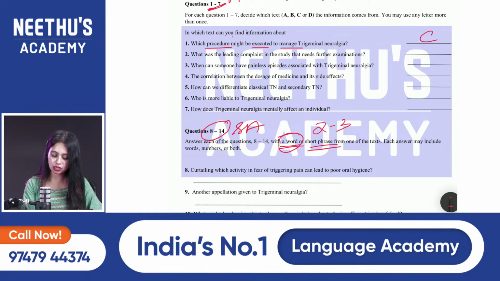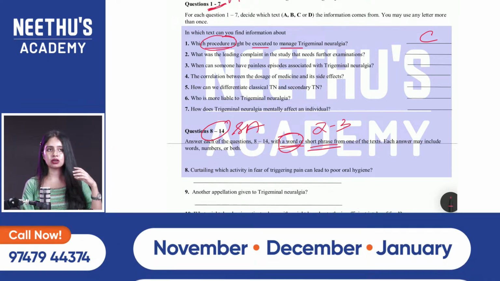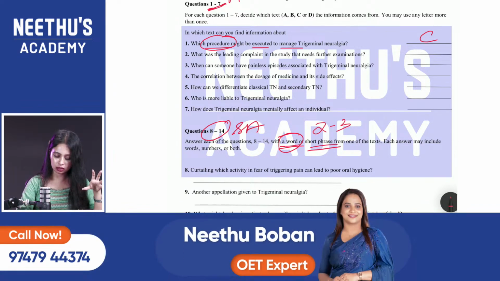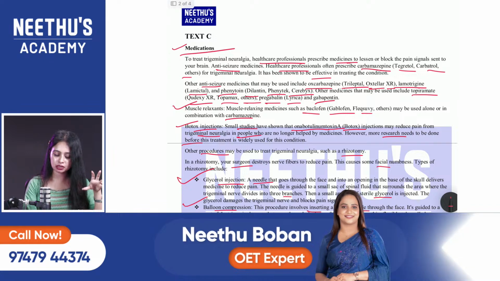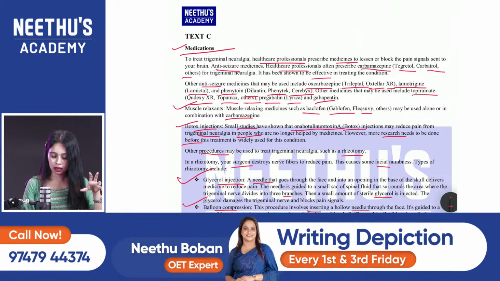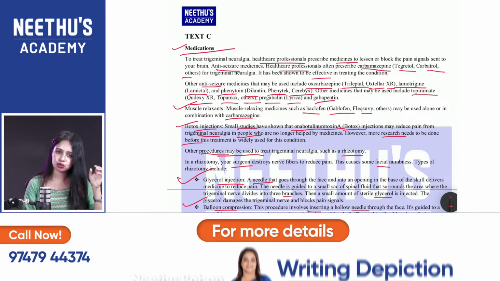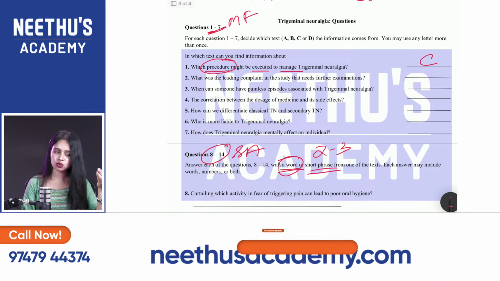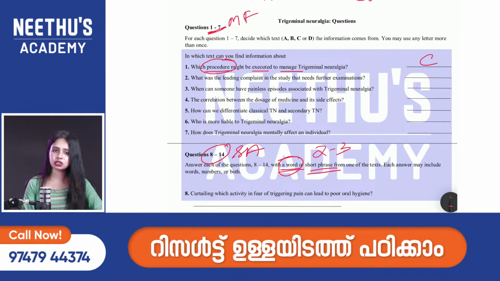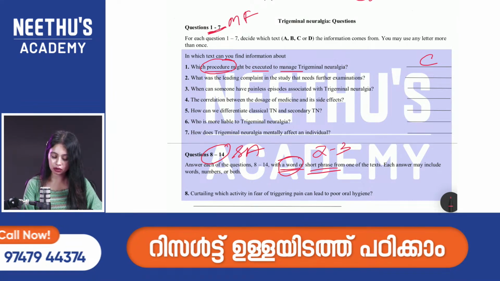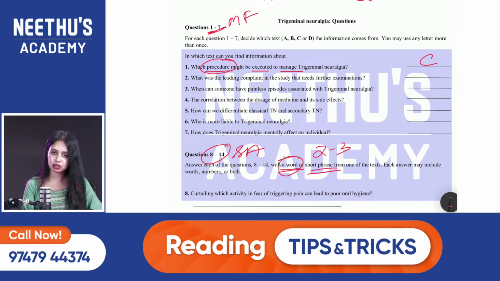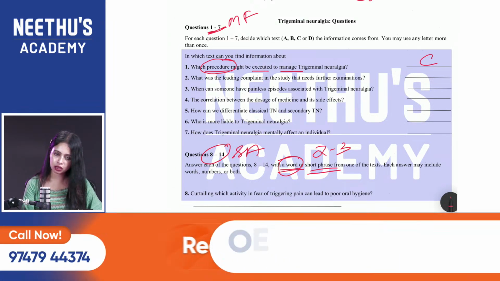When I gave you the gist of the paragraph, I said this is all about medications and procedures. So other procedures may be used, and the management procedures are mentioned in text C. So within seconds you can find the answer. And what about the second one? What was the leading complaint in the study that needs further examinations?